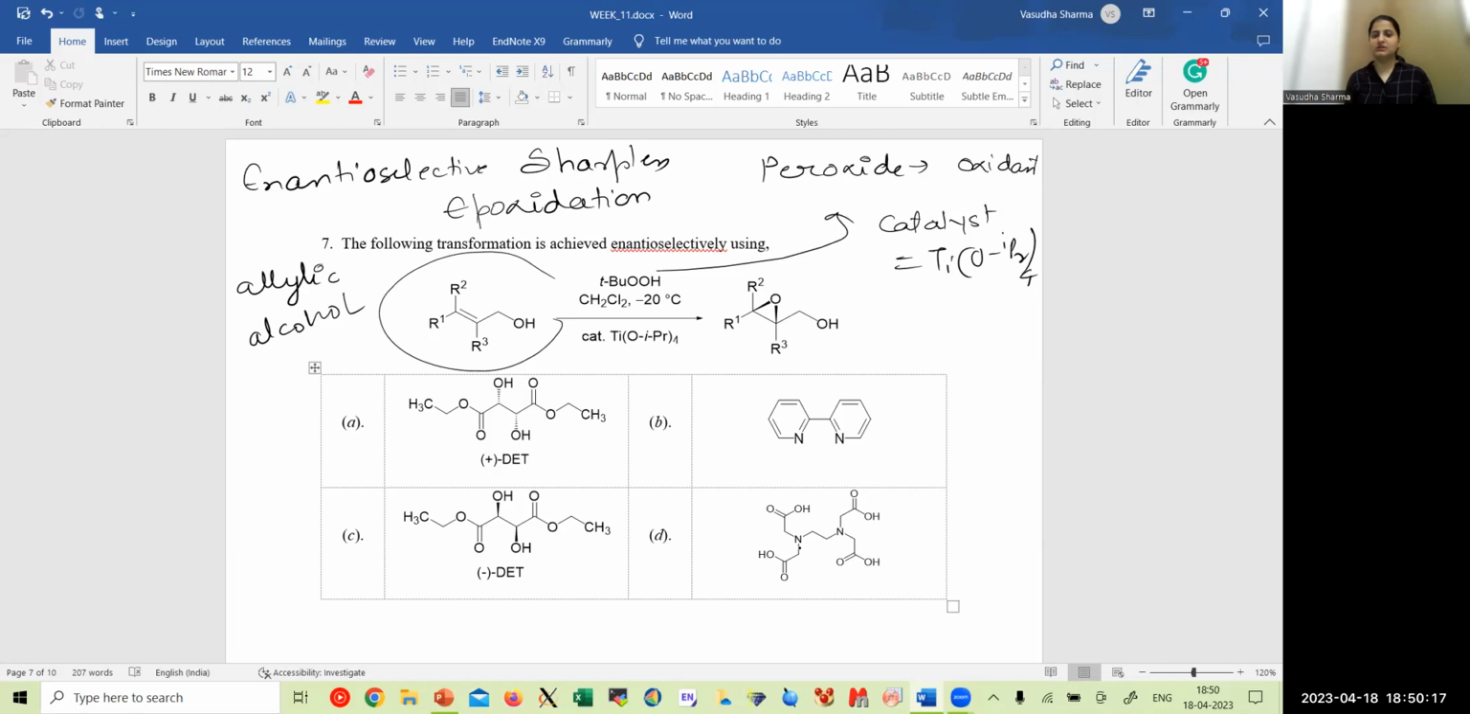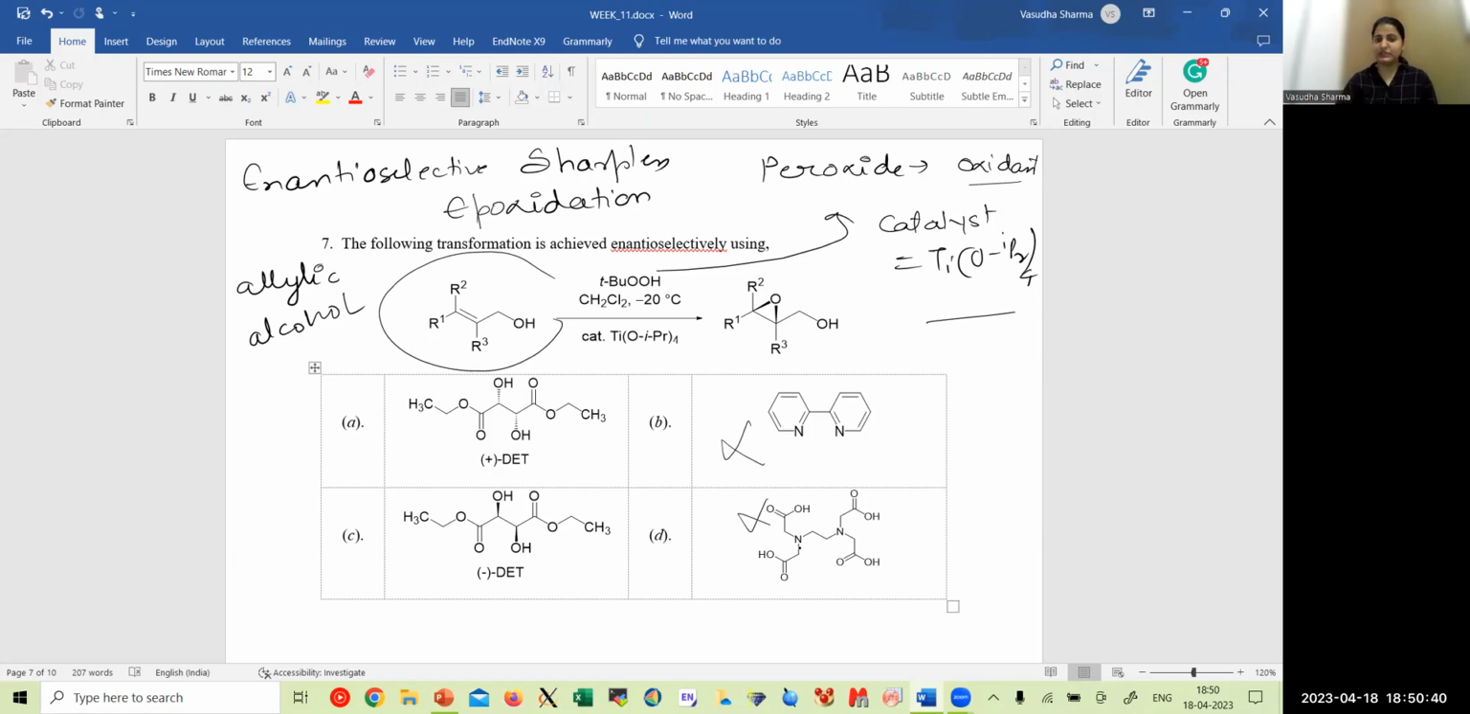converted to the epoxide. Now, if you see properly, as you can see, the catalyst also is not having any chirality, no chirality in the catalyst, nor the oxidant. So how will the chirality be introduced? It needs to have some system which is having the chirality. So if you see the B and D options, they are not chiral. Only A and C are chiral.